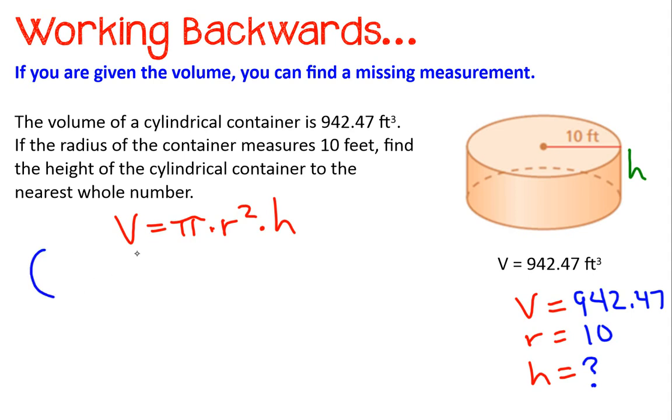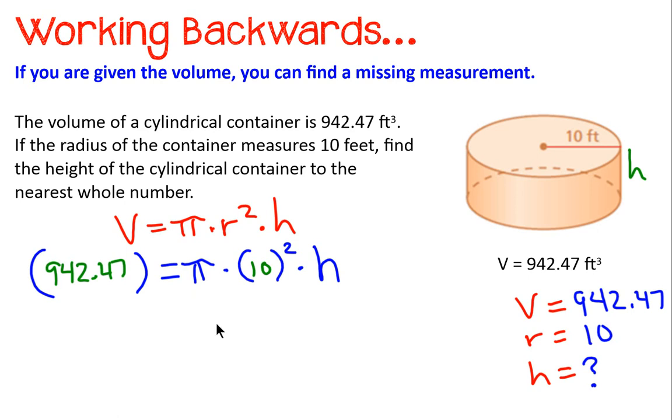So now that I took some notes, I know which letters to erase and which ones to replace. So I have a volume. Pi is permanent. I have a radius, the square is permanent, but I don't have a height, so the h remains. So I'm going to fill in these values here. My radius is 10, and my volume is 942.47.